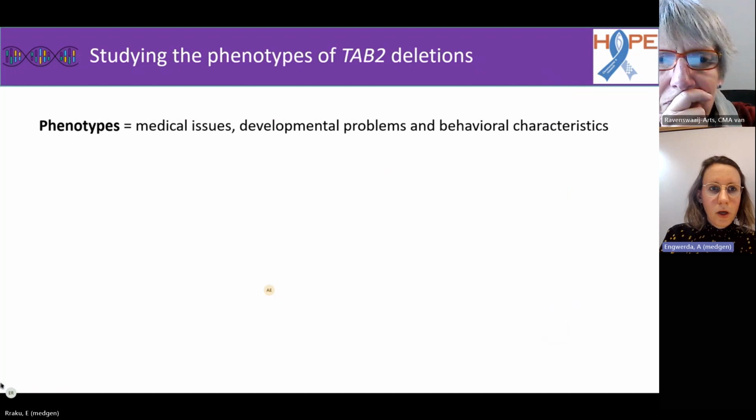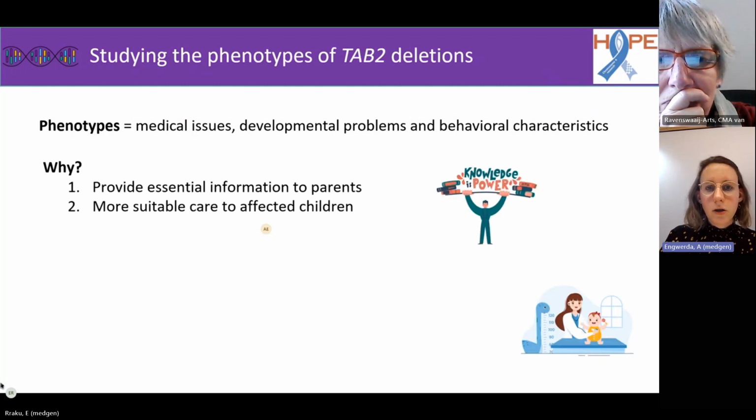So what we did is we studied the phenotypes of these so-called TAP2 deletions, so deletions of the chromosome 6, including this TAP2 gene, and we looked into the phenotypes. These could be the medical issues, developmental problems, and behavioral characteristics. And we did this to get more information on these chromosome deletions to provide you, the parents, with more information on their effect. And also to gain more knowledge to get more suitable care for the affected children.